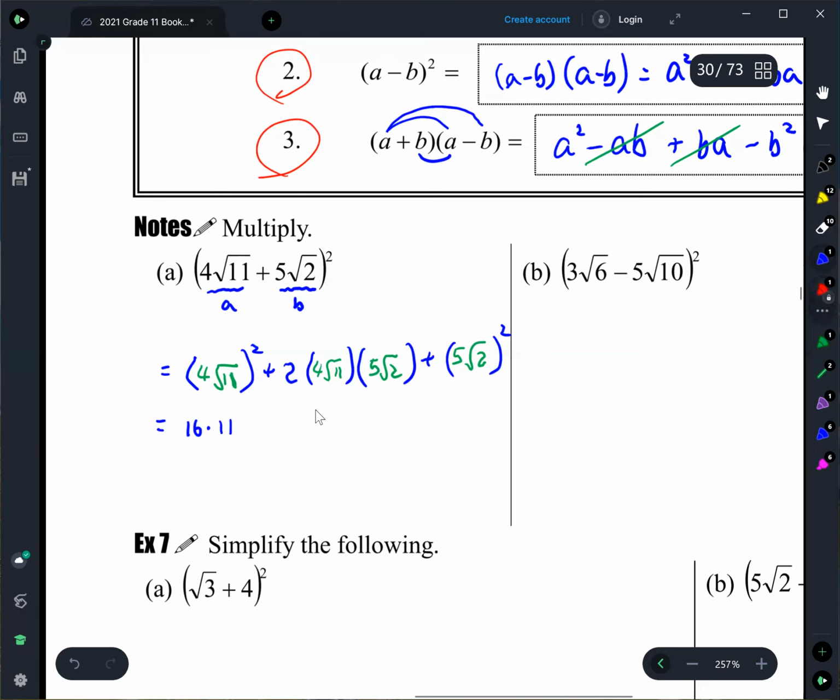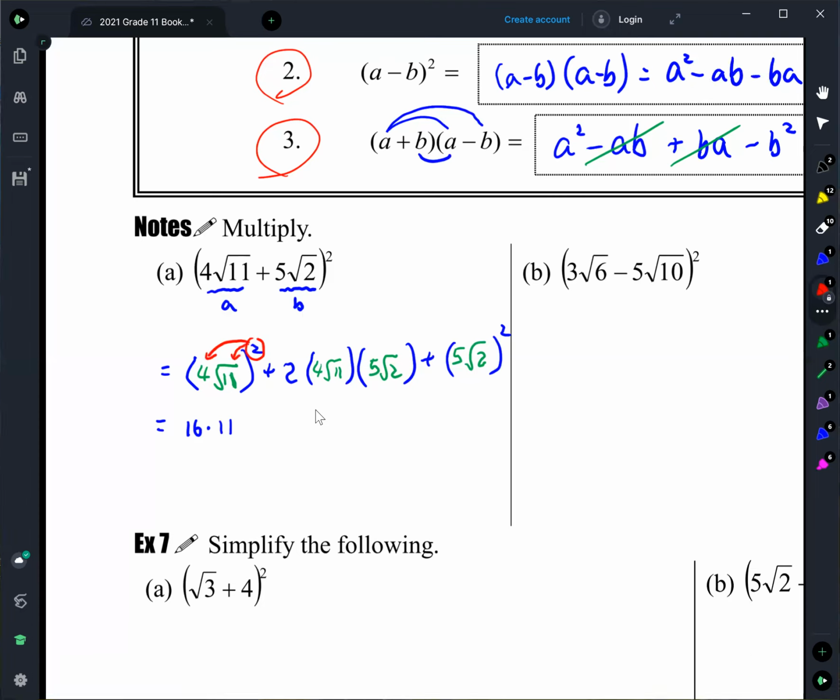Okay, so another way you can think of it is like you share in the exponents. Square the 4, square the square root 11. When you square the 4, it gives you 16. When you square the square root, it cancels each other out. Any questions so far? Okay, so that's the first part.